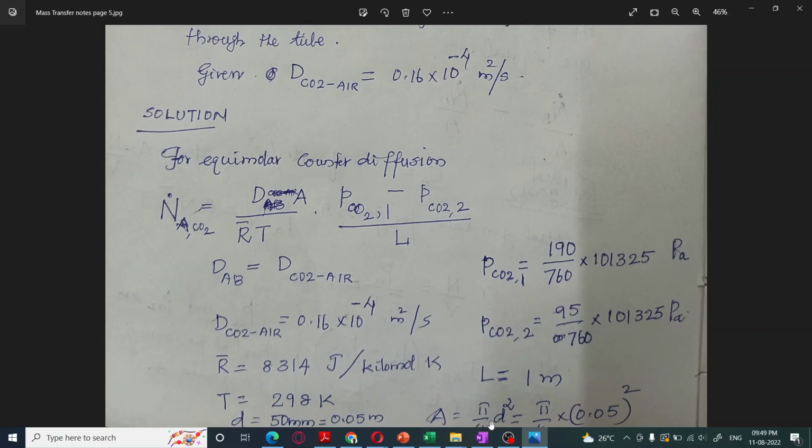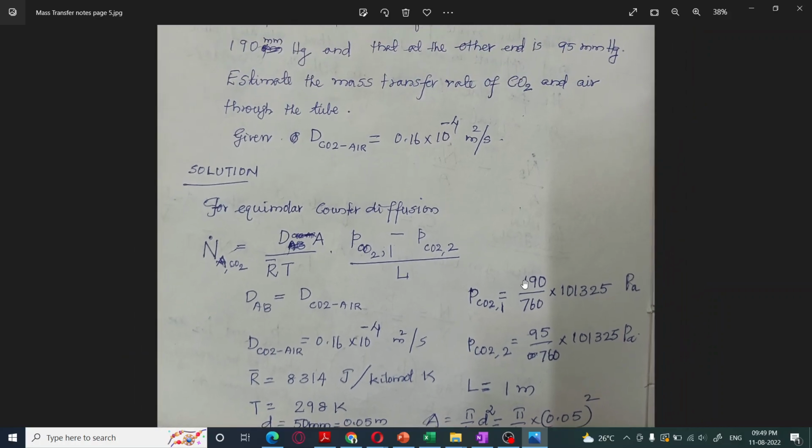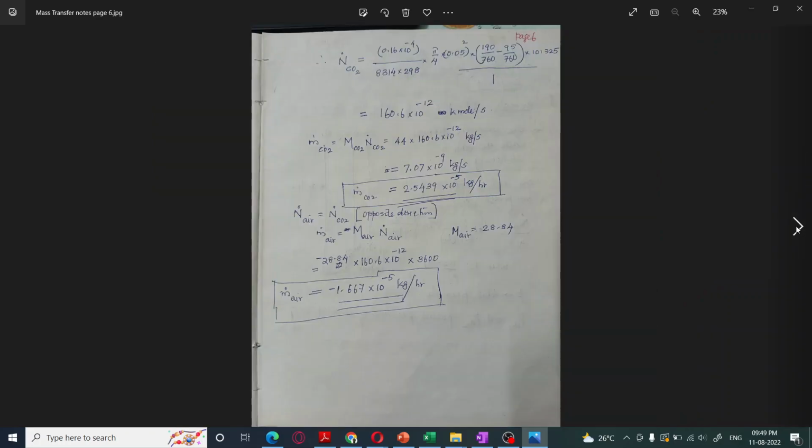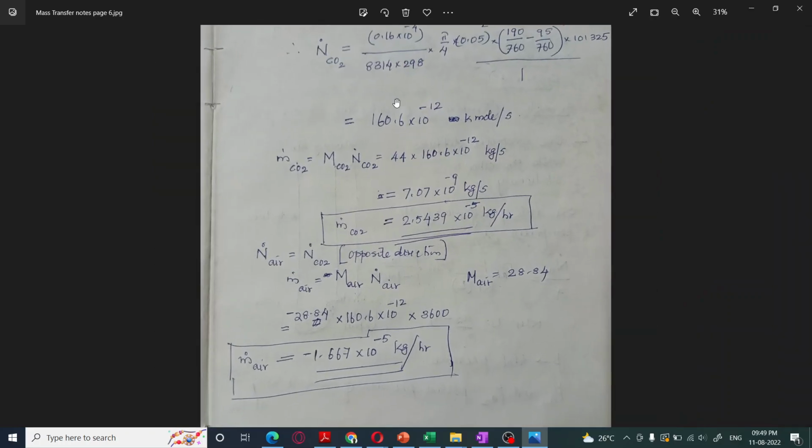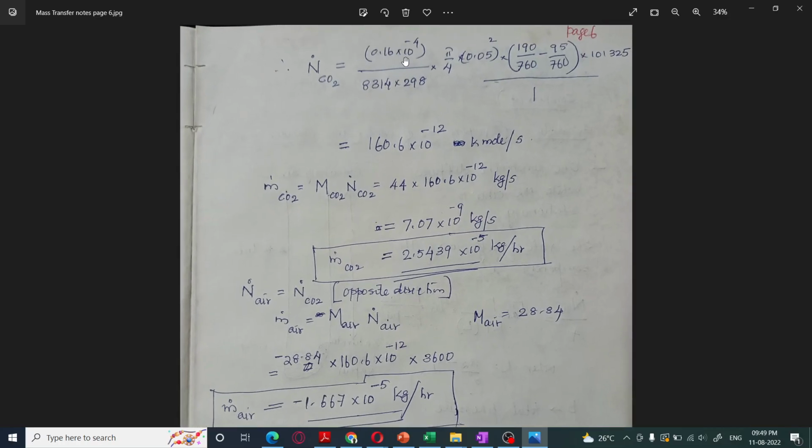Now area is pi by 4 d square, that is pi by 4 into 0.05 square, etc. Substituting these values, we will get n dot is equal to, we substituted everything properly, so then this will become 160.6 into 10 raised to minus 12 kilomole per second. Now if you want to write this in terms of kilograms, this is to be multiplied with the molar mass of carbon dioxide.